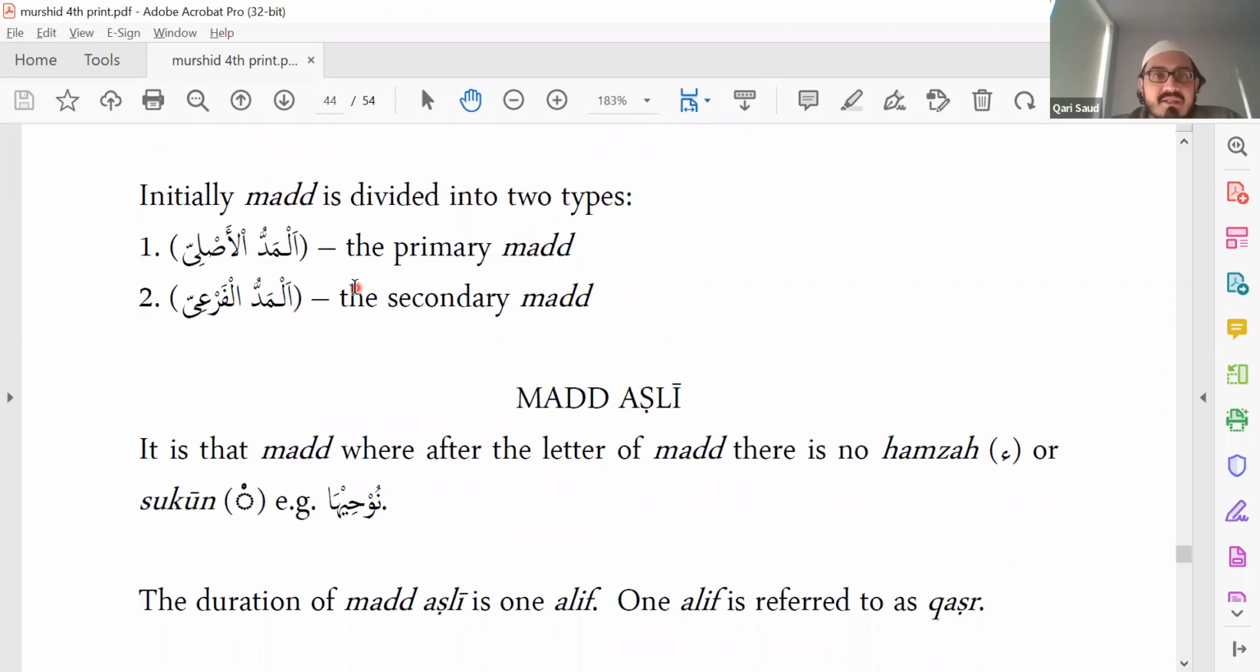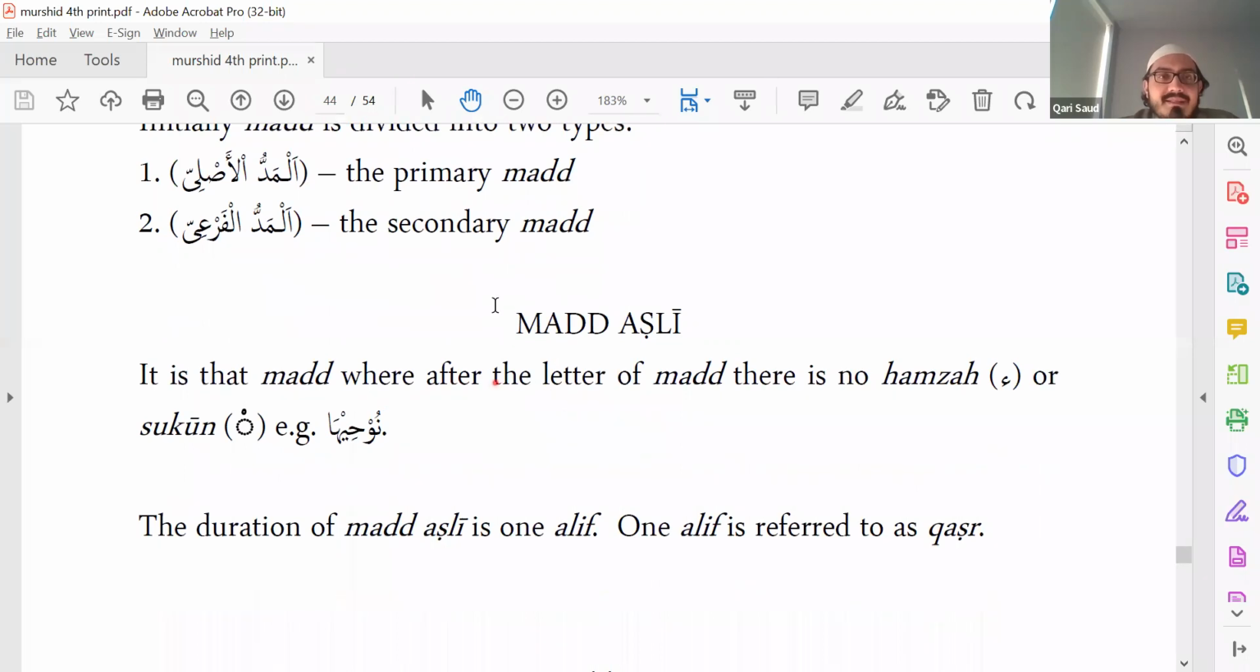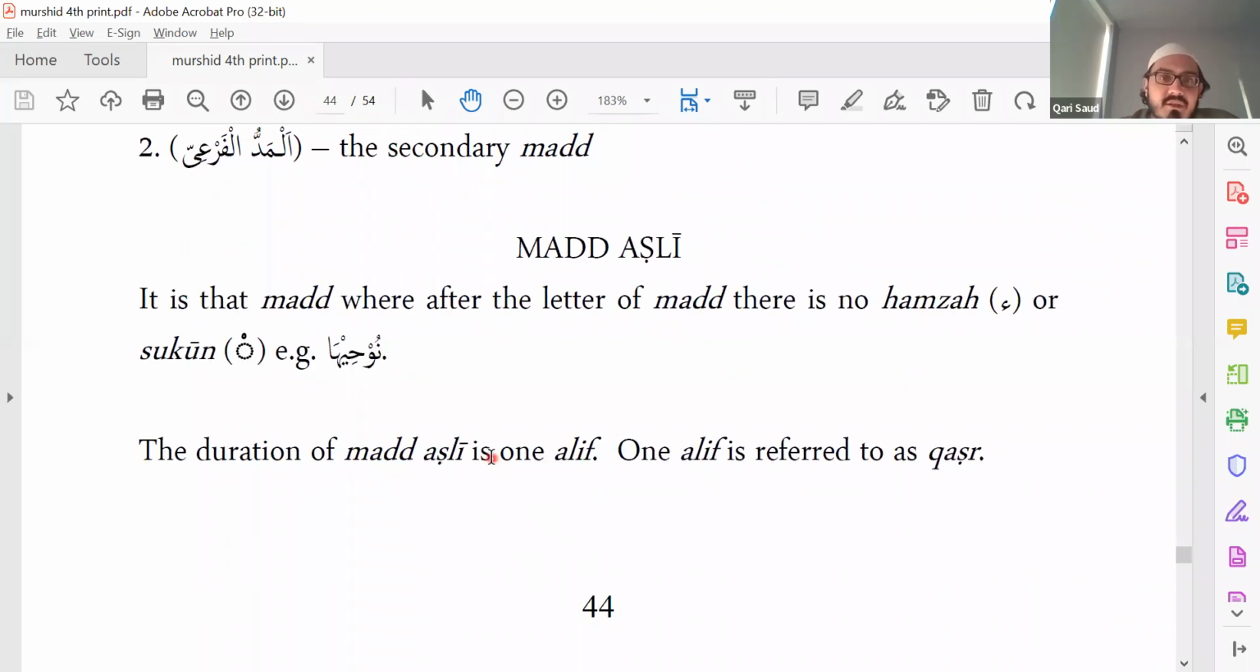So initially, mad is divided into two types. We have al-mad al-asli, which is the primary mad, and al-mad al-far'i, which is the secondary mad. Okay, so mad asli, again, is primary. It is that mad where after the letter of mad, there is no hamza or sukun.